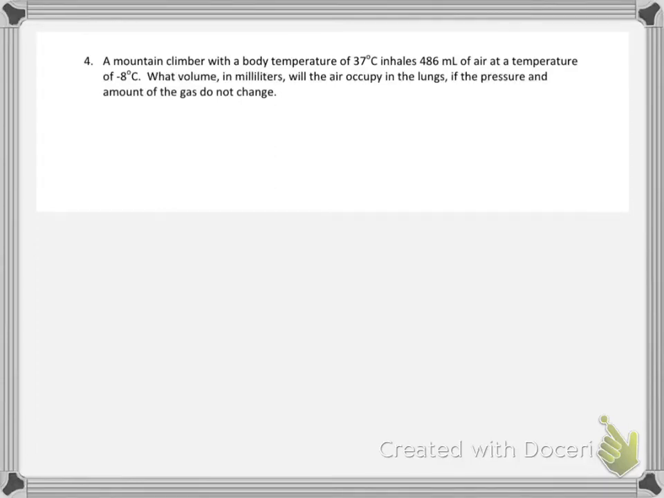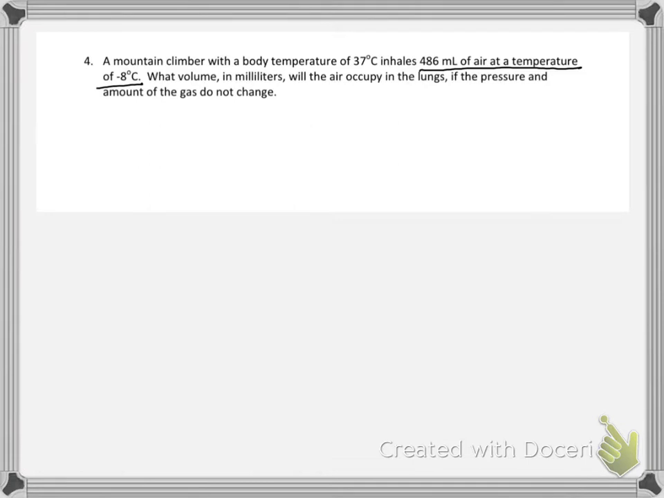Okay, so question 4 can throw people off because as you read the problem, it's easy to connect some of the properties together that aren't connected. So let's read through the whole question first. It says, a mountain climber with a body temperature of 37 degrees inhales 486 milliliters of air that's at a temperature of -8 degrees. So we have this volume of air that's at this low temperature.